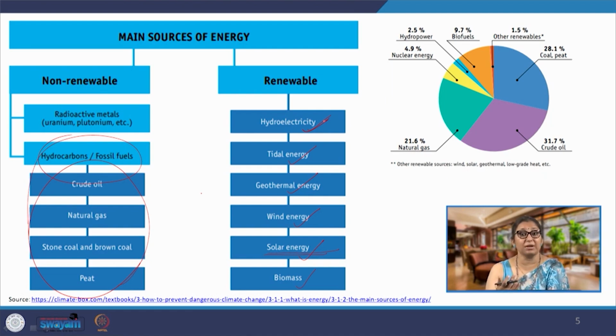So, there could be places where none of these is available, where there is no potential for hydropower or tidal or geothermal, wind, or sometimes even solar is not possible. So, in such scenarios renewable may not be a possibility. However, such regions, such geographies are rare on earth where none of this is possible. Often one or the other is usually possible.